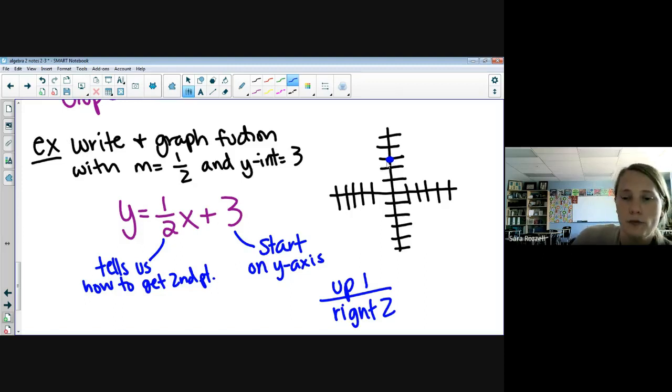So, all right, go to your point. We're at 3. We're going to go up 1 unit and right 2 units and put our second point. So from 3, up 1, right 2, and put our point. And we connect them to draw our line. So it's our starting point. We start at 3 on the y-axis, and our slope tells us what to do next. Up 1 over 2.